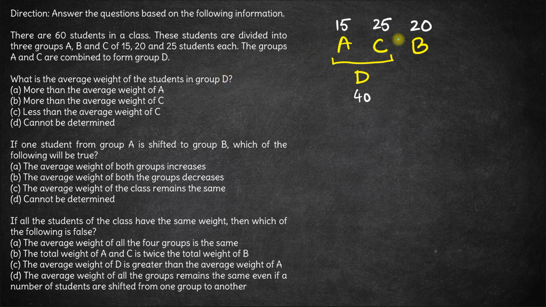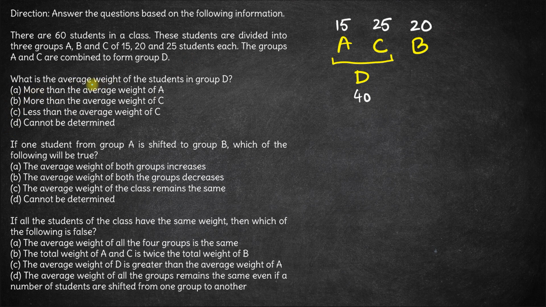Now we know the number of students in each of these groups A, B, C and D, but nothing is mentioned about the average of each of these groups. So since nothing is mentioned about the average of each of these groups, now let us look at the options.